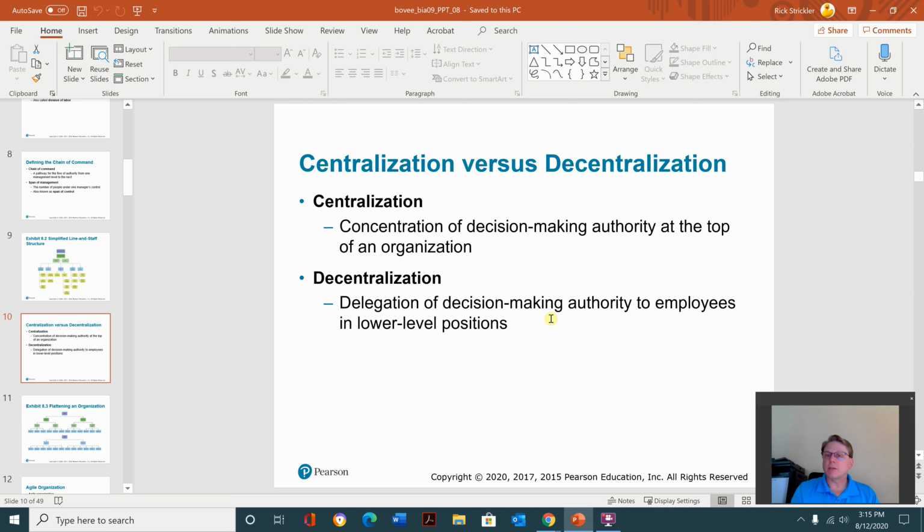Decentralized, delegate the decision-making authority to employees in lower level positions. So if the cashier at Walmart can adjust the price when you say, well, no, that one's on sale for $2.99, not $5.99, and then they adjust the price to $2.99, that's a decentralized move because that's giving the authority to the cashier to be able to make that decision.